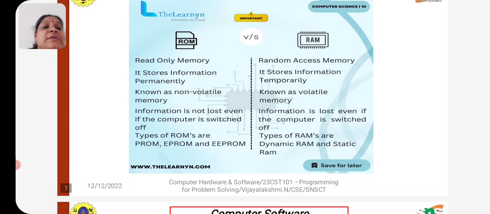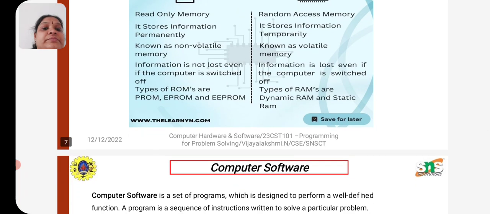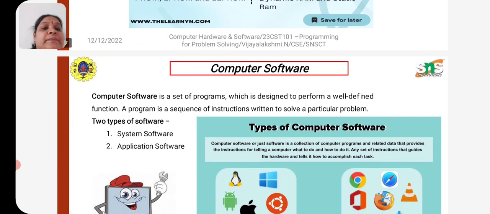Here comes the major difference between ROM and RAM, read-only memory and random access memory. ROM stores information permanently, and RAM stores information temporarily. ROM is known as non-volatile memory, and RAM is known as volatile memory. In ROM, information is not lost even if the computer is switched off. In RAM, information is lost when the computer is switched off. Types of ROM we already saw: PROM, EPROM, and EEPROM. Types of RAM are dynamic RAM and static RAM.